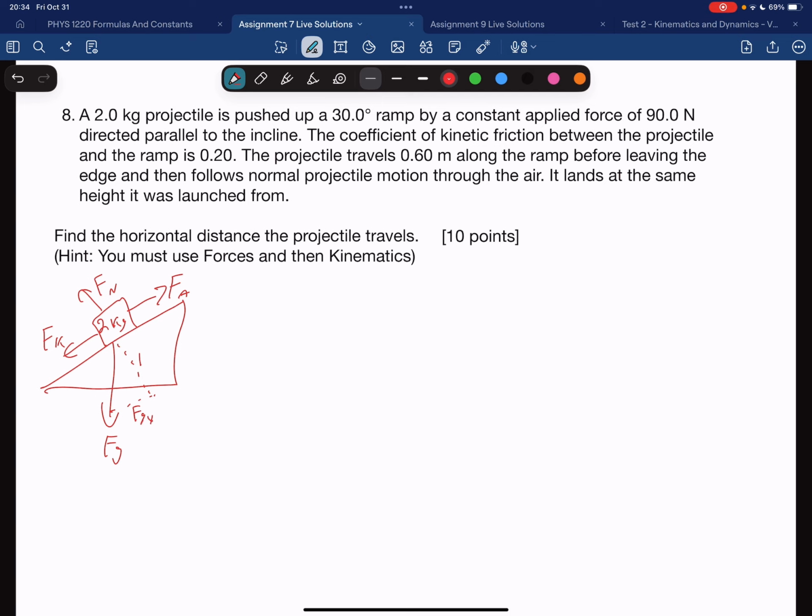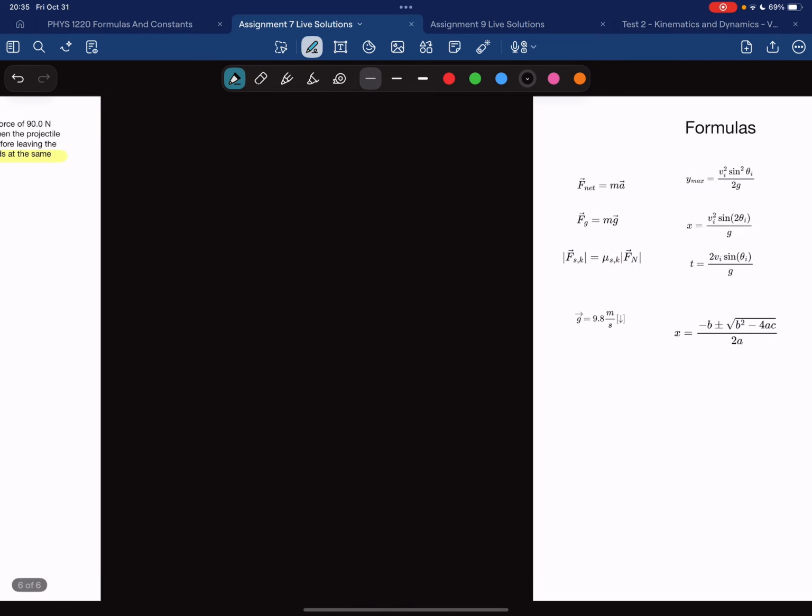Here we got FGX. Here we got FGY. So we have 3 forces in the horizontal direction, FA, FK, and FGX. 2 forces in the vertical direction, FN and FGY. Whew, lots of words. So I know I want horizontal distance the projectile travels, and I was told that it lands at the same height it was launched from. Both of these things tell me that I want to use my horizontal range equation.